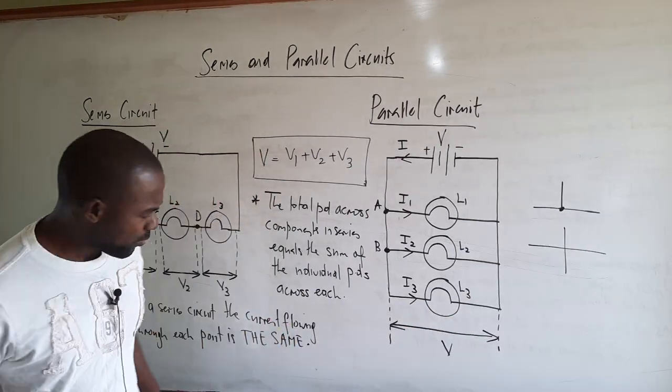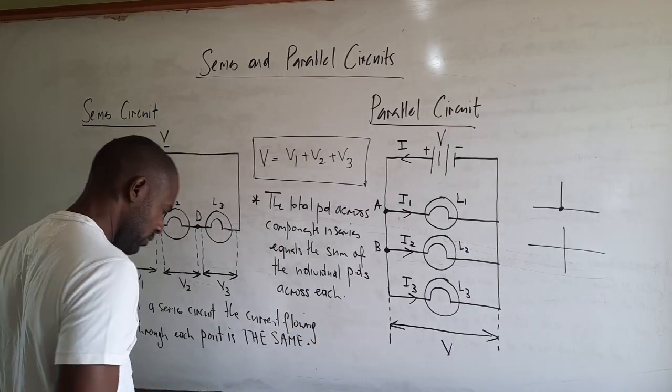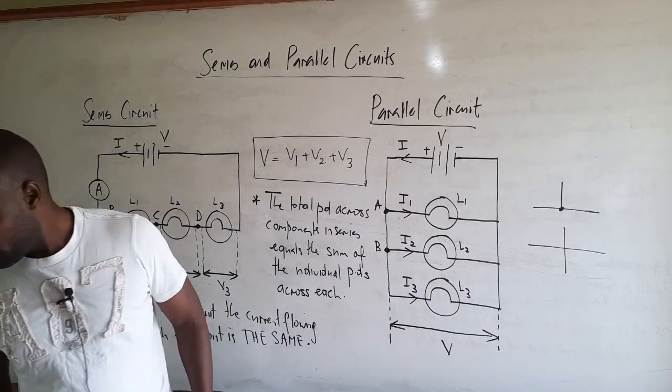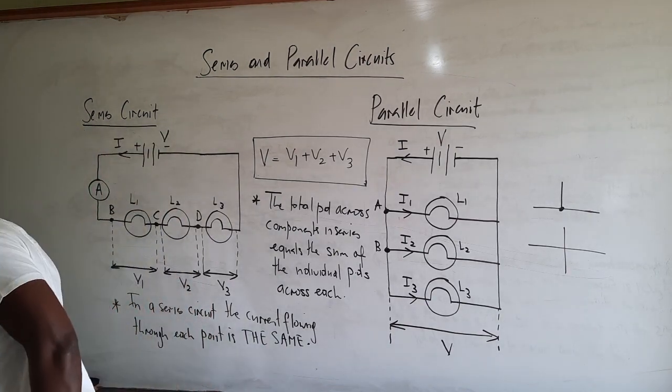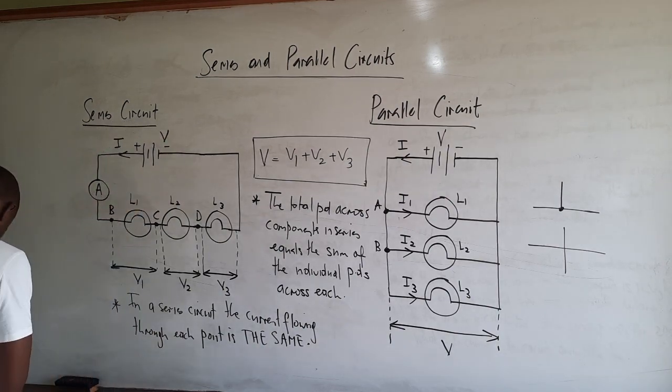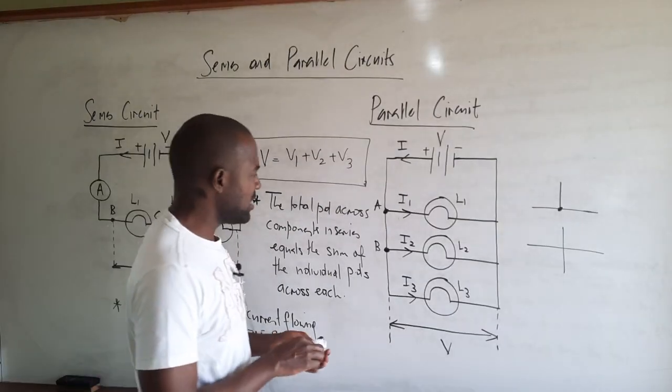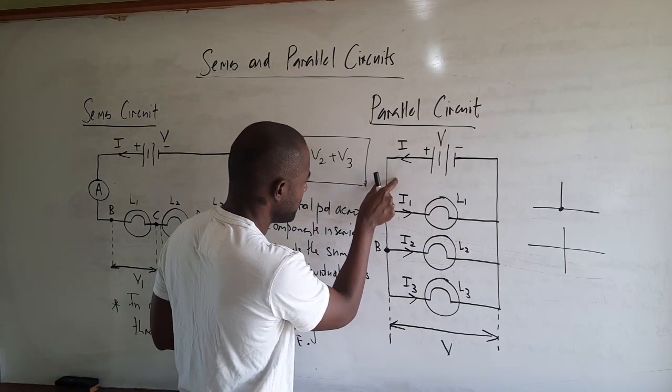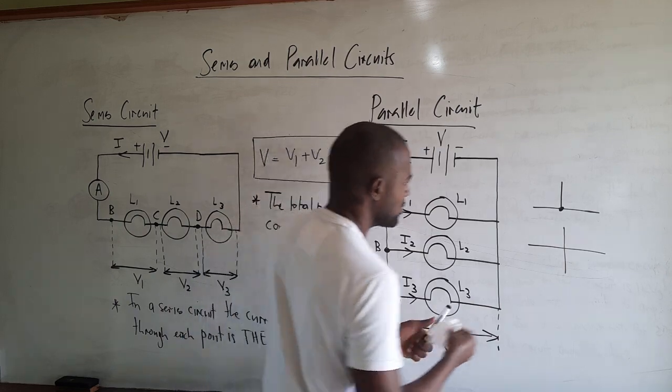Now, if we were to take, where's my eraser? If we were to take, for instance, 3 ammeters, if we were to take an ammeter and connect it here, right? Make some space.